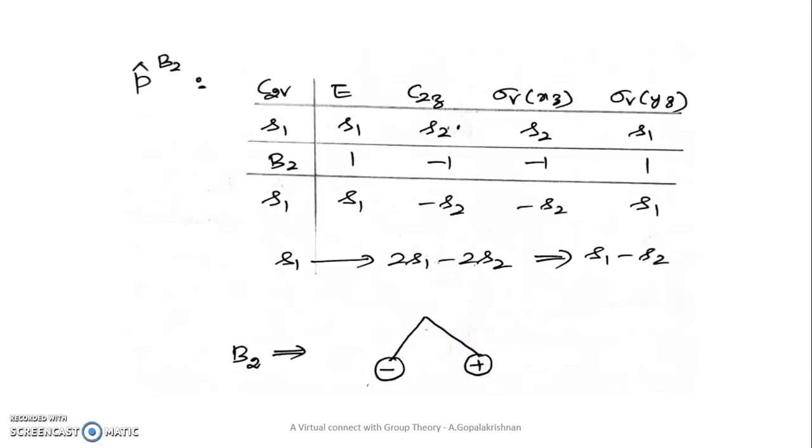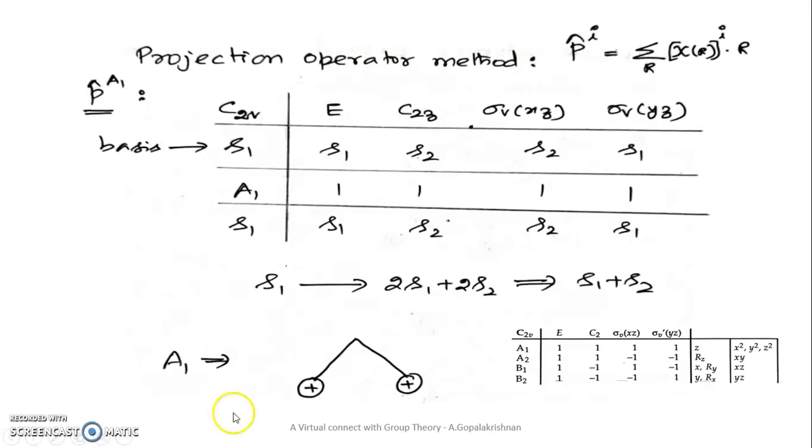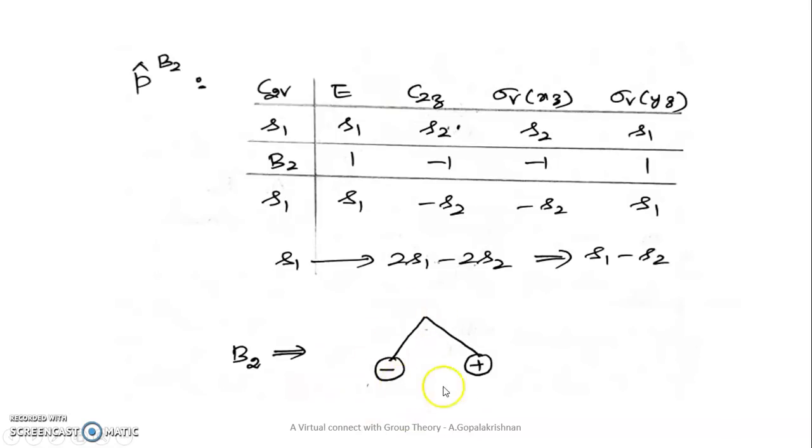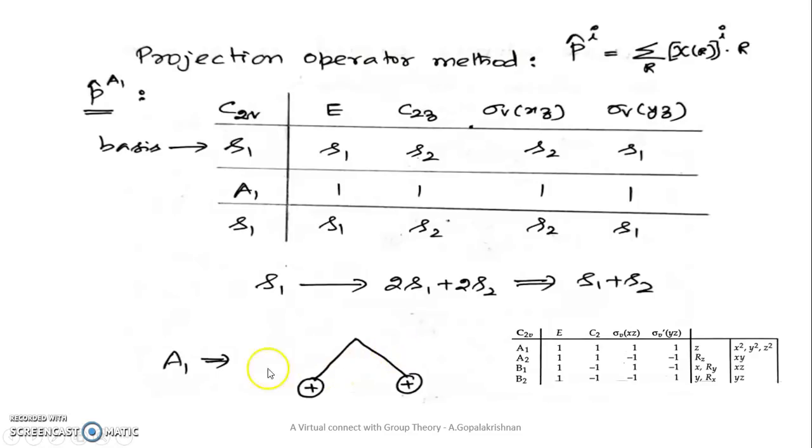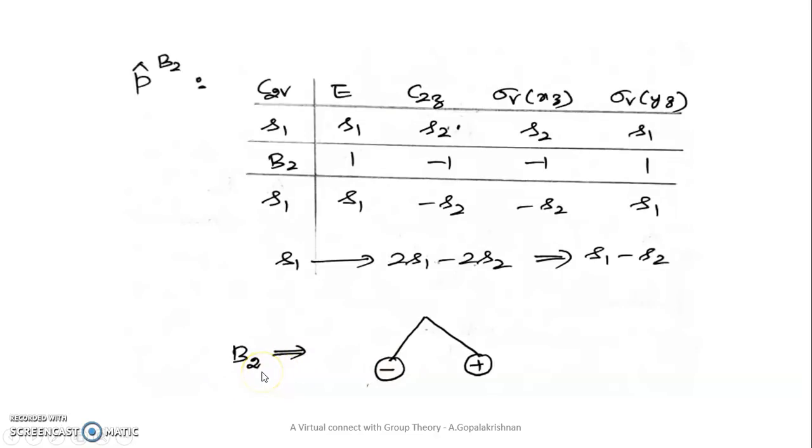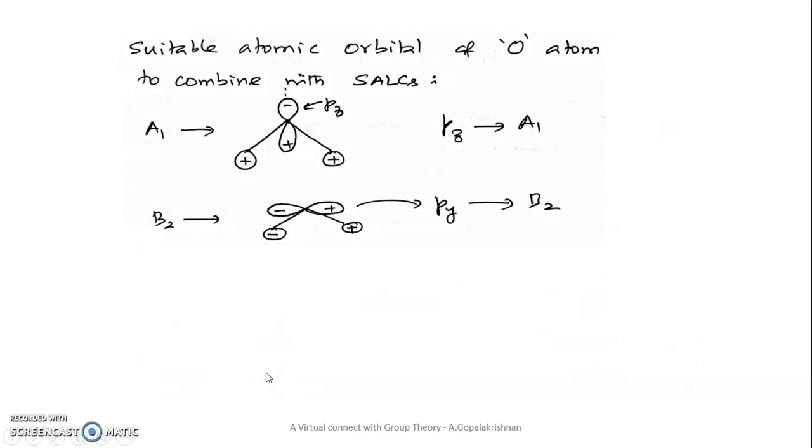So the two hydrogen atoms in the water molecule form two group orbitals. One group orbital appears like this, and another group orbital appears like this. One group orbital belongs to the A1 irreducible representation, the other one belongs to B2. Are you able to understand? Now, what is the next step? Now we have to identify the suitable atomic orbital of the central atom which forms a bond with this group orbital.